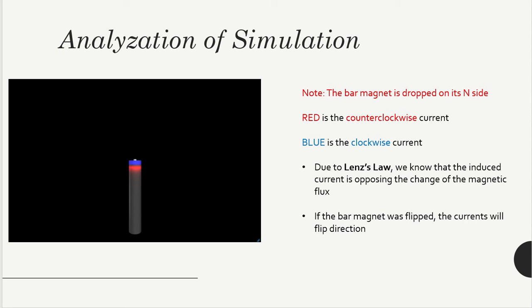So if that bar magnet was to be flipped, the currents will also flip direction. And in this case, the red would be clockwise, and the blue would be counterclockwise.